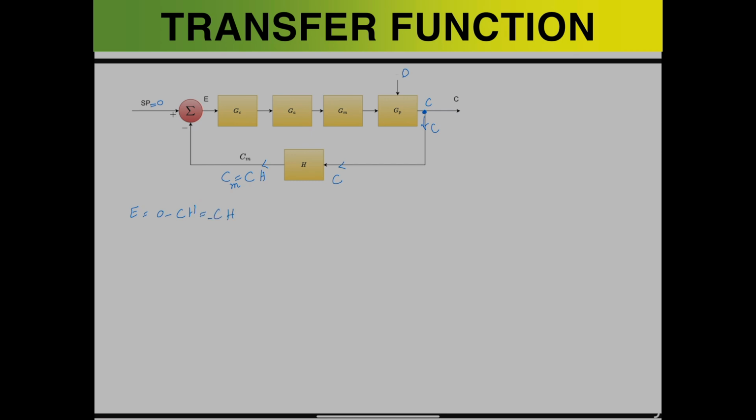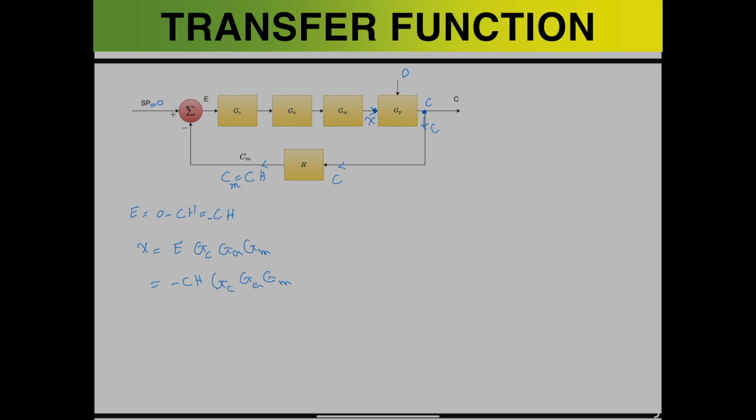Now, this error is going to be multiplied by all of these factors before getting to this node. Let's call this node X, for instance, the node right before D. So X then becomes multiplication of the input, E, times GC, GA, and GM. Essentially, the output over here is multiplication of all of these building blocks by the input to that. And we know that E is simply minus CH because we just found that. So let's replace that, GC, GA, GM.